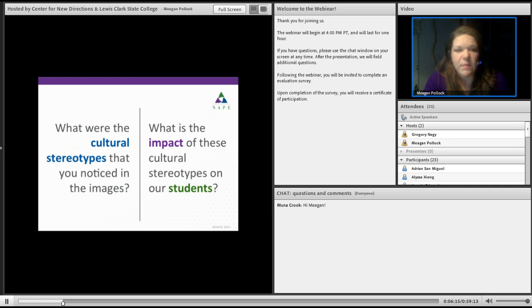Think about that, and think about the images that your students are receiving, whether they're receiving them through the media, whether they're receiving them through their home life, or through the messages that your institution displays.